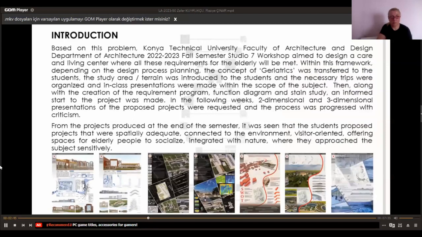Based on this problem, the Konya Technical University Department of Architecture Studio 7 workshop aimed to design a care and living center where all these requirements for the elderly will be met. Now I will tell you about this studio experience process step by step.